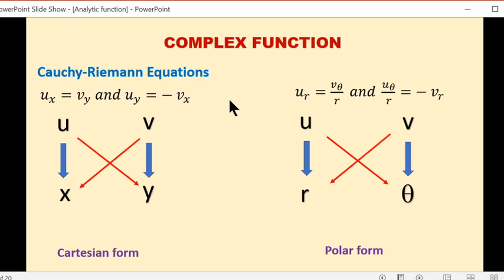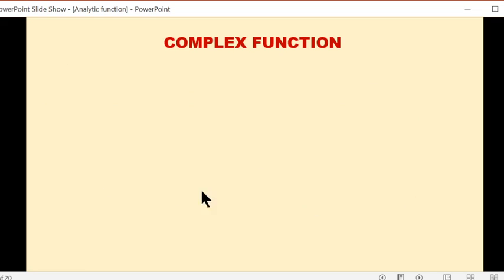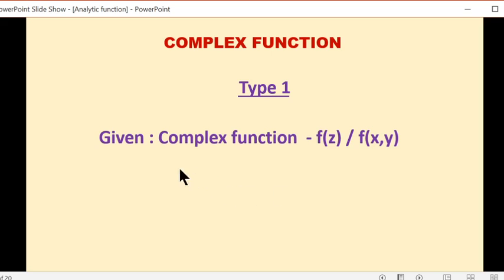Okay, so now using this concept we'll be seeing our problems. We come to the first type of problem, type 1 problem. The type 1 problem is where you are given a complex function. The complex function can be given in terms of z, that is, it can be given as a function of z, or it can be given as a function of x and y also. It can be given in either form.